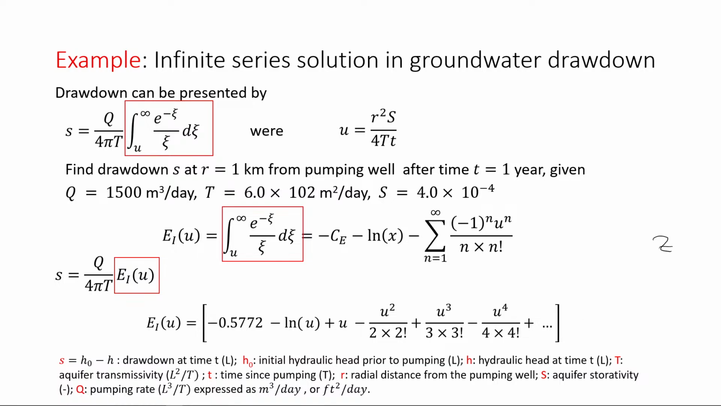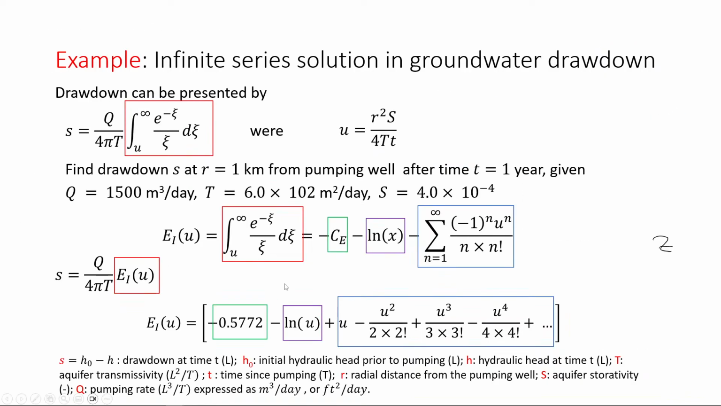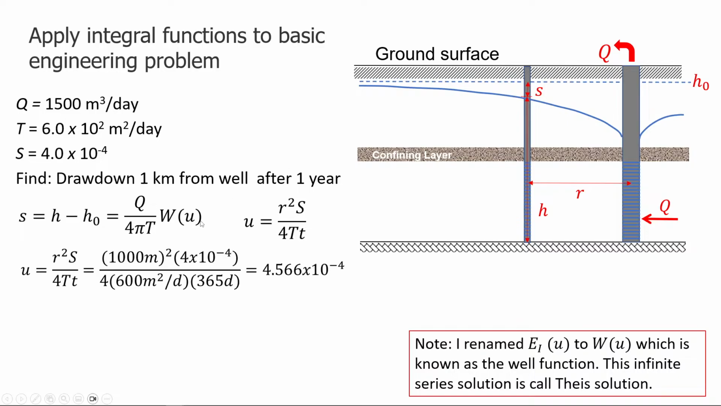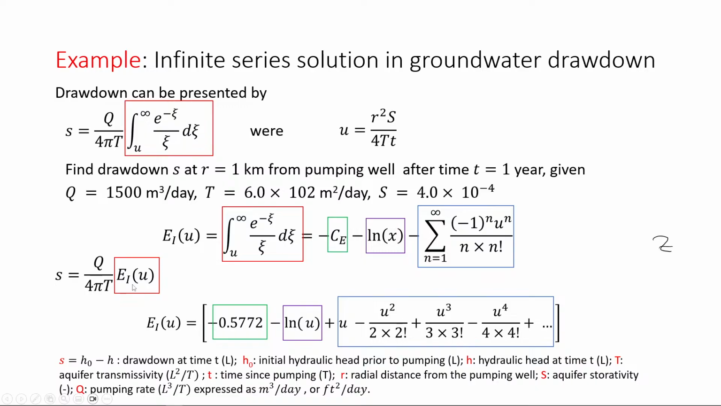So basically, these problems are easy. You just calculate the infinite series solution, substitute it here, and then you can calculate your x. Then I give you a problem, for example, where q is given, t is given, s is given, and I'm telling you to find the drawdown after 1 year. You can calculate the u, and then you have this W(u) function, which is like this.